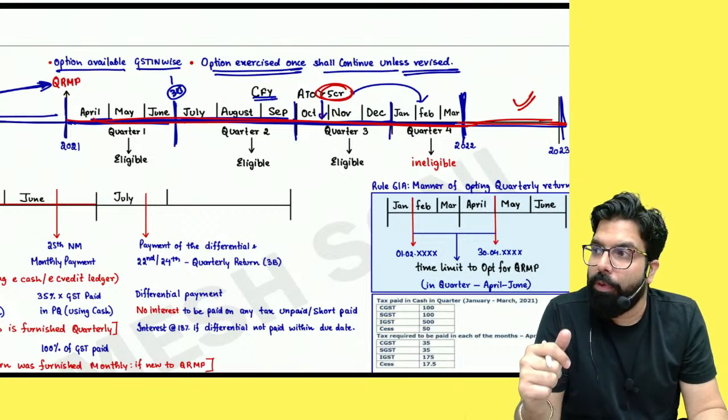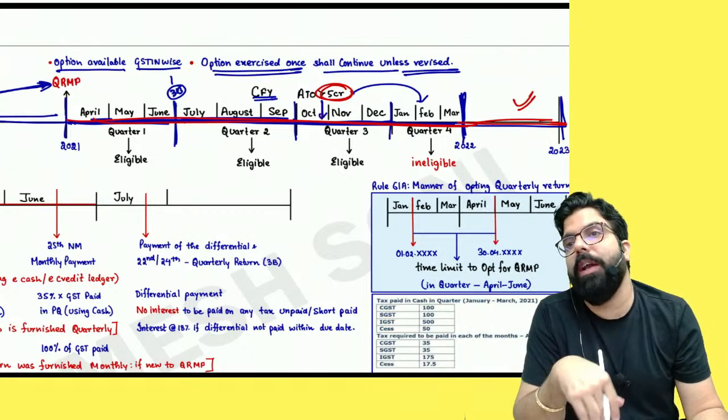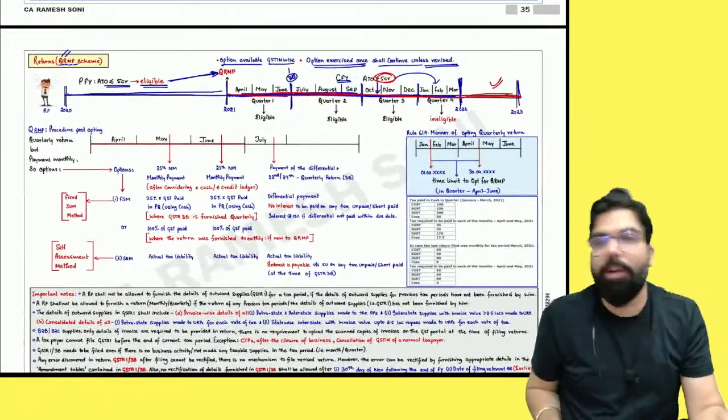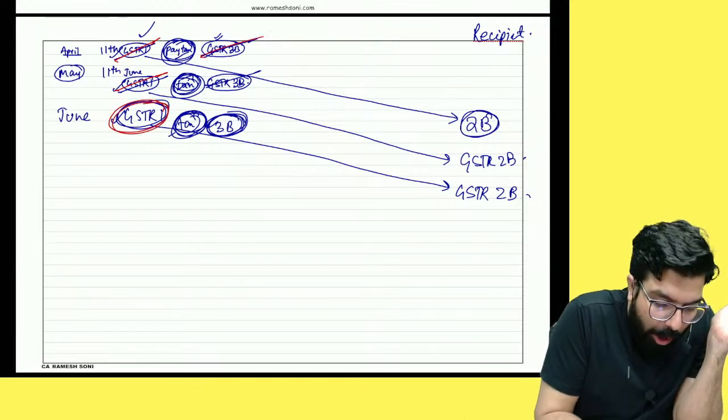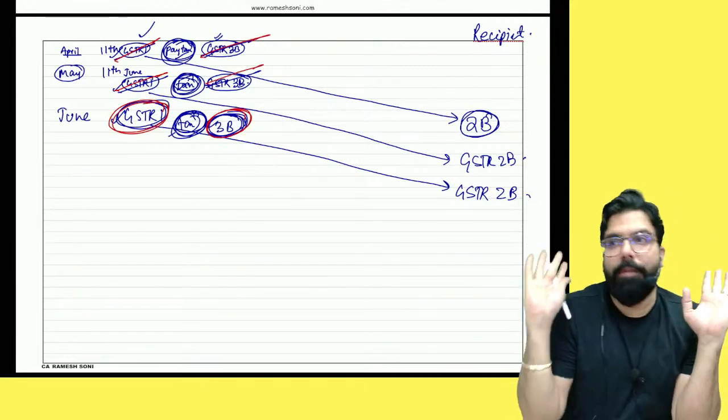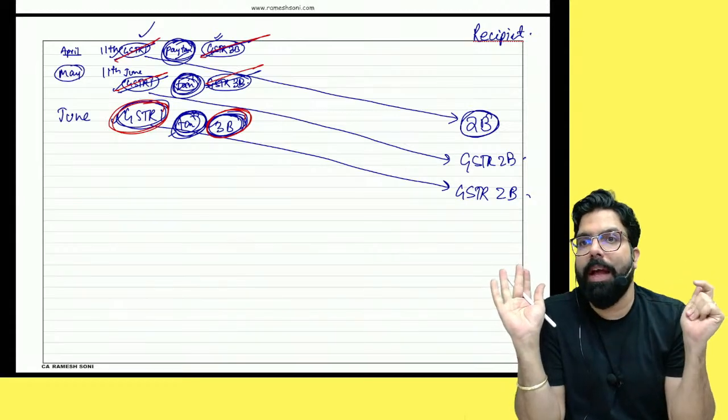Yes or no? No, because your last year turnover is already more than 5 crore. Are we all clear till here? So people, tell me one thing. If I go under QRMP scheme, how many GSTR 1 do I have to file? 1. How many GSTR 3B do I have to file? 1. Is my point clear to all? Can I go ahead, everyone?